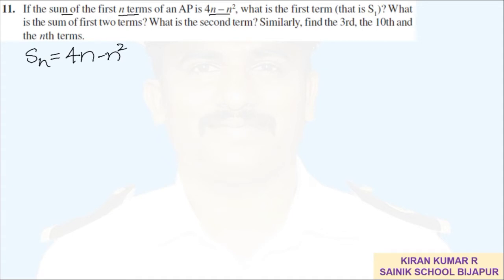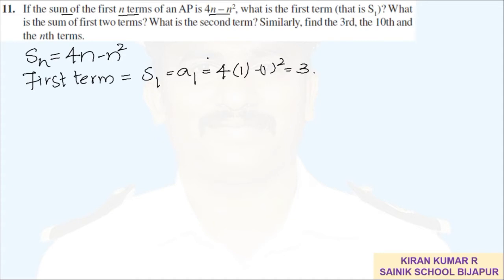If you want to find the first term, it will be the same as the sum of the first term. So S1, which will be equal to A1, this will be 4 times 1 minus 1 square. We get it as 3.